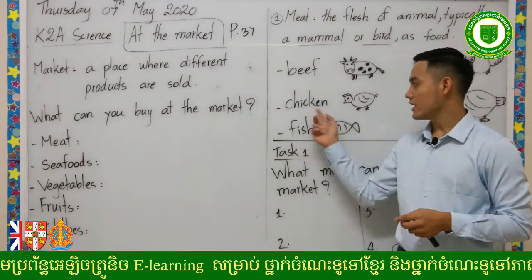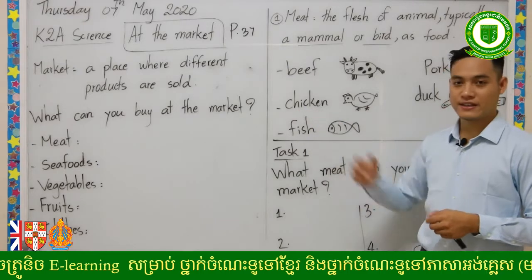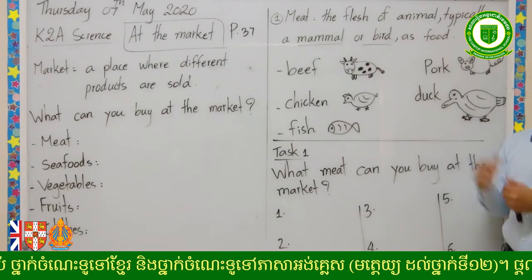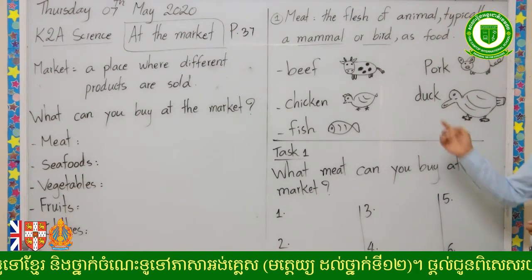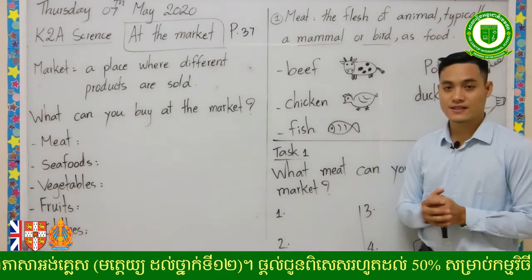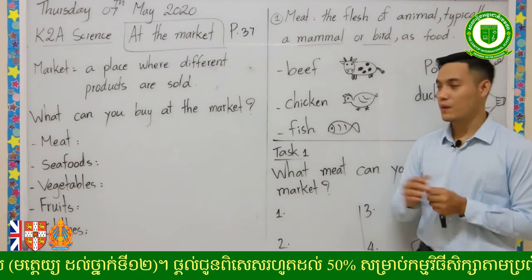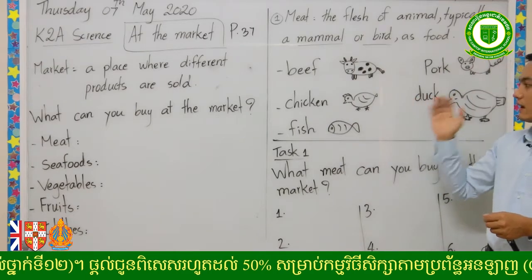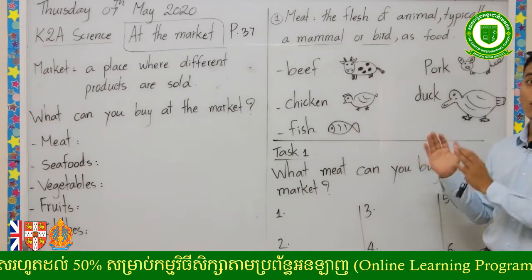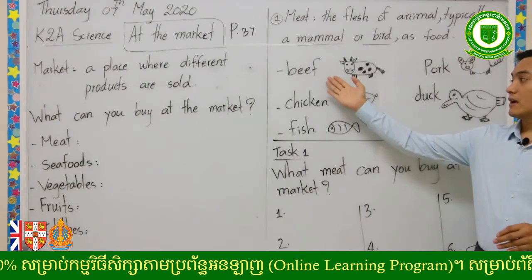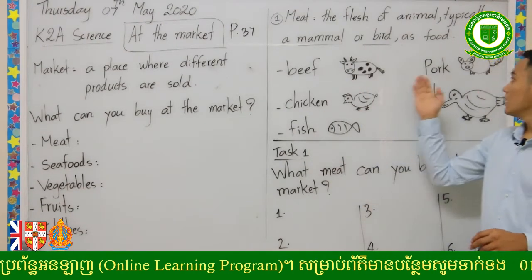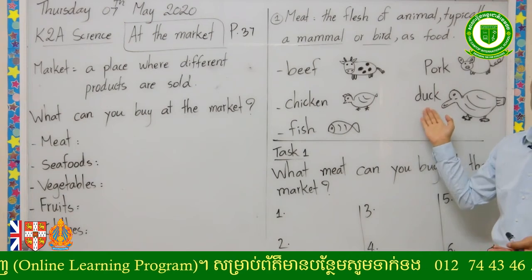Another one is chicken. Chicken, you know already. The other one is duck. And the last one is fish. So here are the different types of meat that you can find or buy at the market: beef, chicken, fish, pork, and duck.